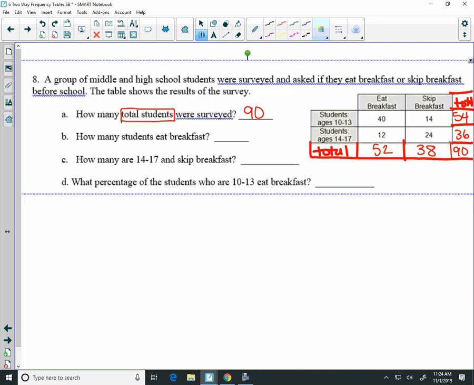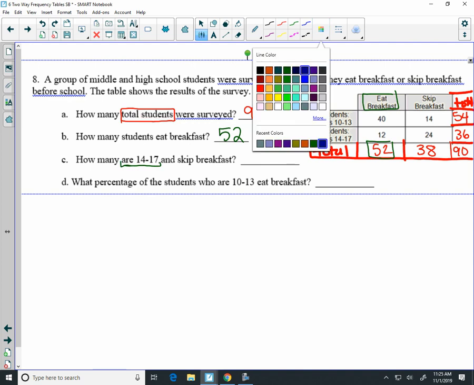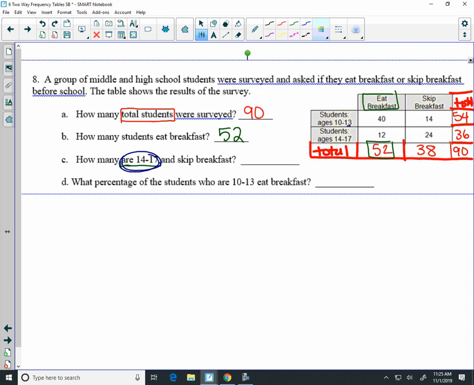B, how many students eat breakfast? So I'm looking at the eat breakfast column, and I'm looking at the total down here. 52 of the 90 eat breakfast. How many are 14 to 17 and skip breakfast? So 14 to 17, I'm looking in that row. Here's my 14 to 17 row. The number that skipped breakfast of just those students is 24.